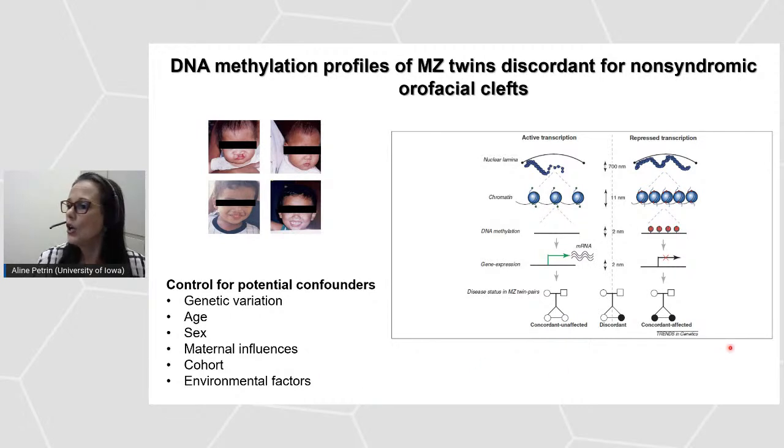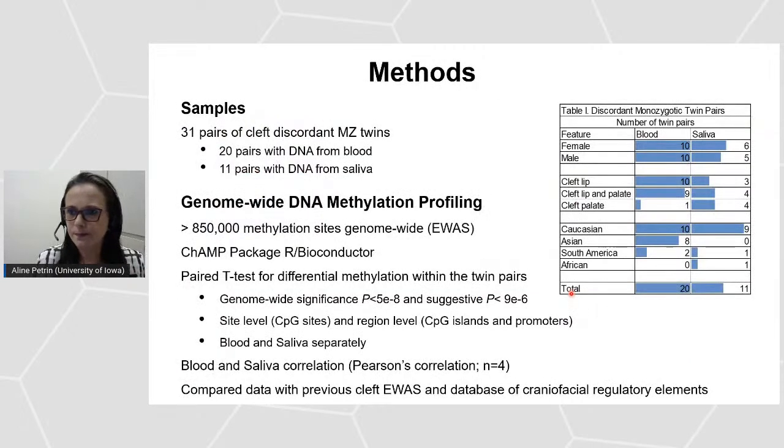So what I am interested in is comparing the epigenetic profile, the methylation profile, between these discordant twins, to find what is different between them and relevant to one of them having a cleft, the other one not. What I'll show you today are the results from 31 pairs of cleft discordant monozygotic twins. 20 of them had DNA from blood, 11 had DNA from saliva.